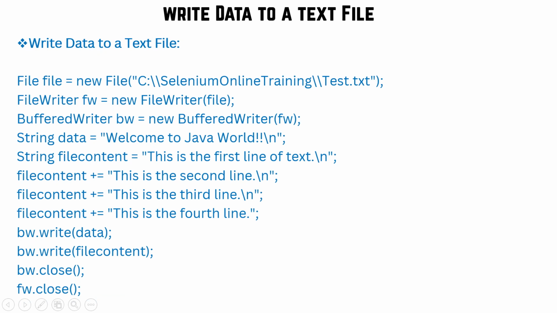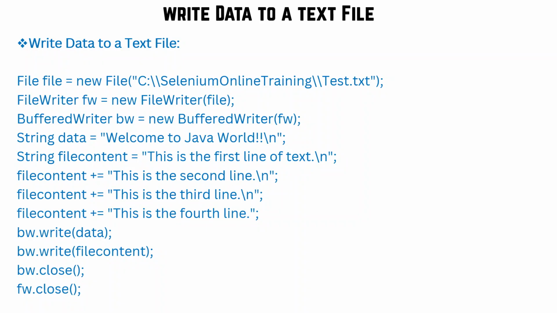Okay, you can write the data to a text file with the help of the FileWriter and BufferedWriter classes available. You can write only one line, or you can write multiple lines as well. But whichever FileWriter or BufferedWriter object you are creating, make sure to close it at the end, to avoid any unwanted errors or exceptions.